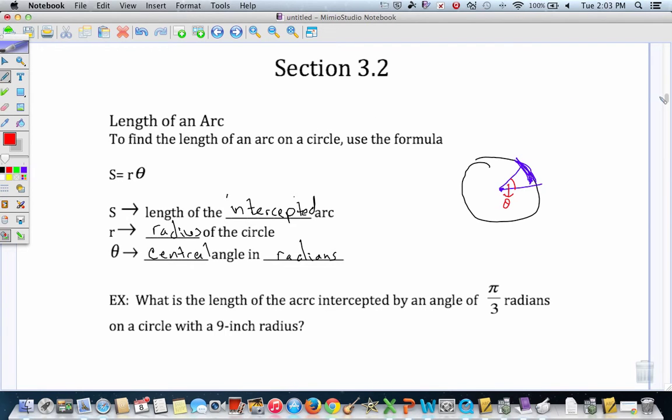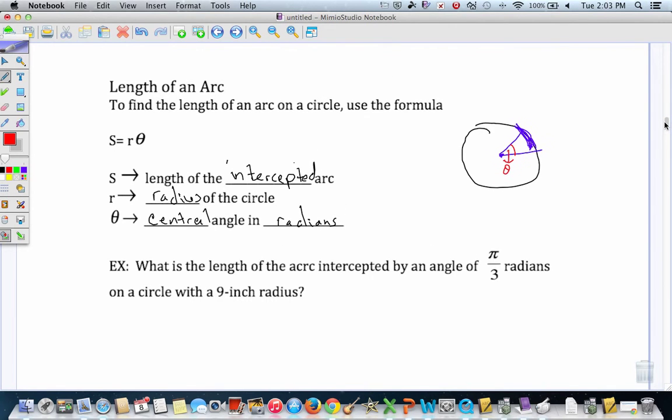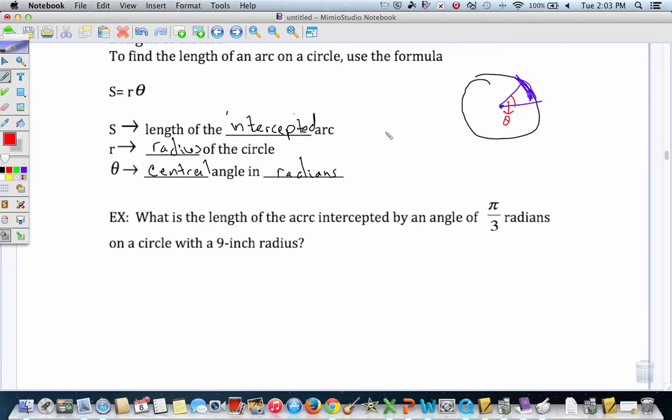Also important as we move through here, even more so as we look at other formulas, labeling becomes more the process here than anything else. One more time, S is the length of our intercepted arc, so S is out here on the outside of the circle. R is the radius of our circle. We all should be very familiar with the radius, and theta is our central angle in radians.